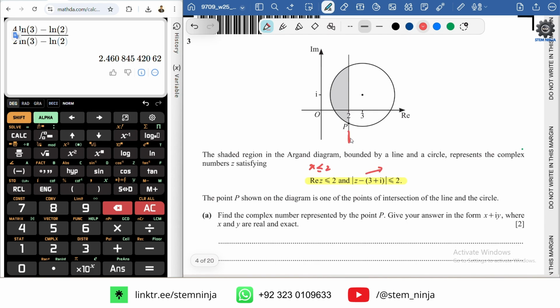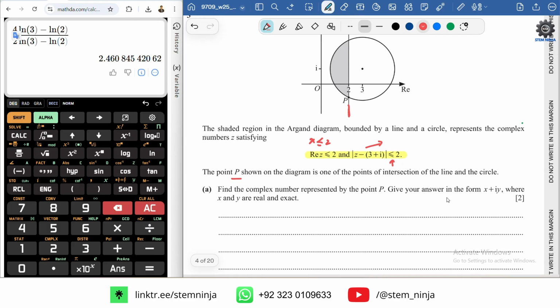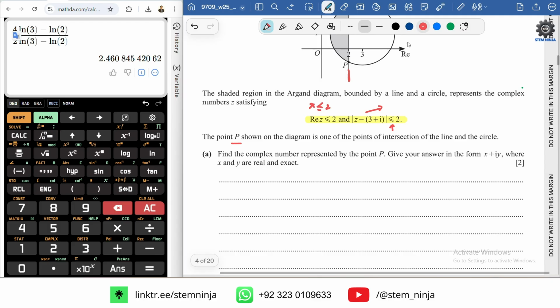and this is the circle equation, and the ≤ 2 means all the points inside and on the circle. The point P shown on the diagram is one of the points of intersection of the line and the circle. Find the complex number represented by the point.